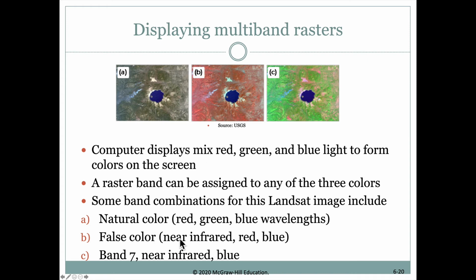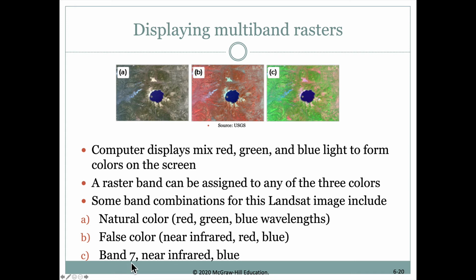We could assign what was measured in the near infrared portion of the electromagnetic spectrum to the color red for display. We could take what was measured in the green portion of the spectrum and assign that to green, and take what was measured from the blue and assign it to blue. And this would give us what's called a false color composite image.